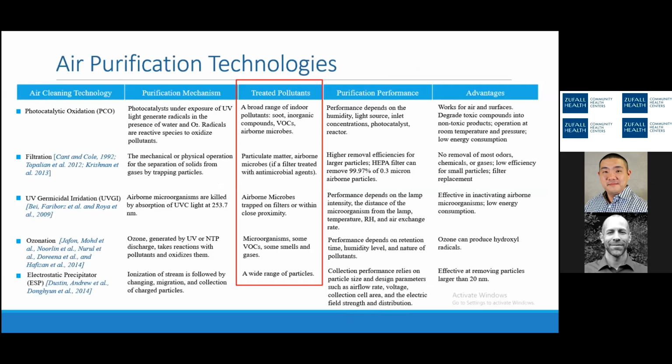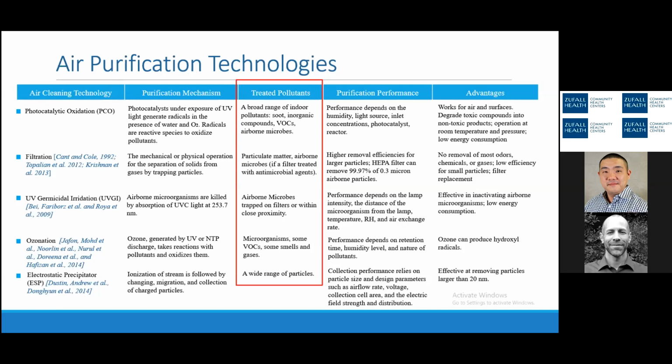This table, I won't go through it in detail. You're welcome to look at the details in the slides at a later time. I just really wanted to highlight the different types of air cleaning technology. At the top, we have the photocatalytic oxidation. And if you notice, for the treated pollutants, this technology has the biggest range of pollutants that are treated. So it works on VOCs, it works on airborne microbes, it also works on allergens, odors, and other contaminants.